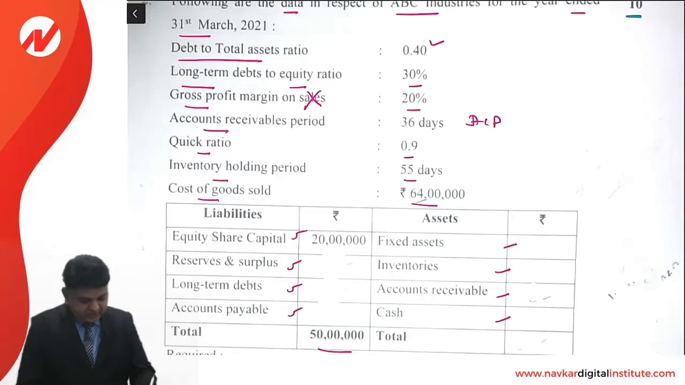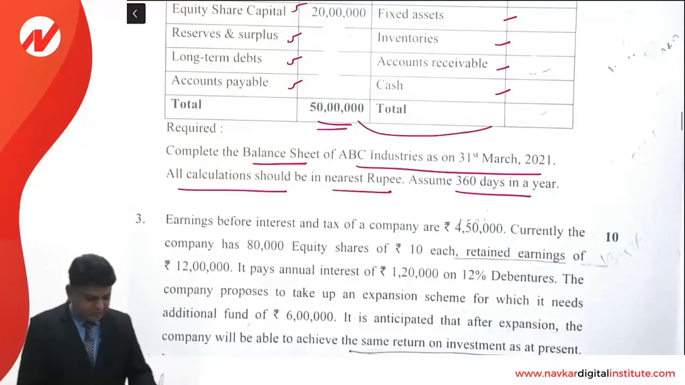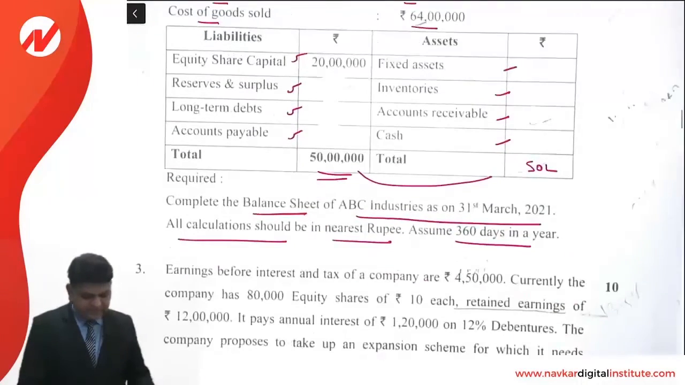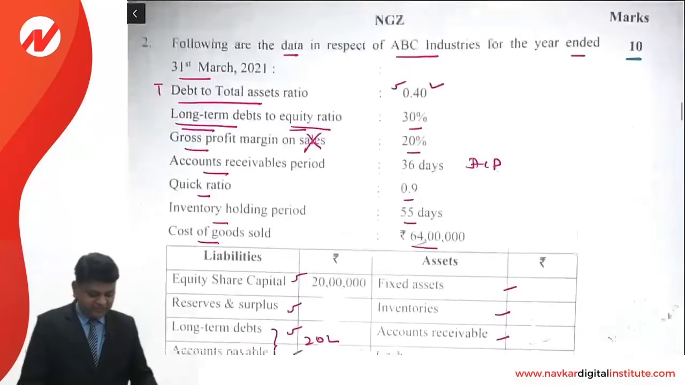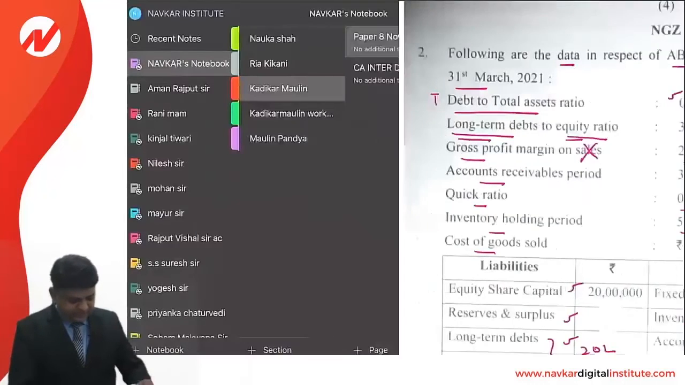Dear students, we have been provided with the debt to asset ratio of 0.40 and long-term debt to equity of 30%. So logically, friends, we understand that this debt means the total debt. Total liability itself is the total assets, that is 50 lakhs. 40% of 50 lakhs comes to 20 lakhs. That is the way we can make the calculation of the total debt. And so on we'll make the calculation. So let us start doing the answer.